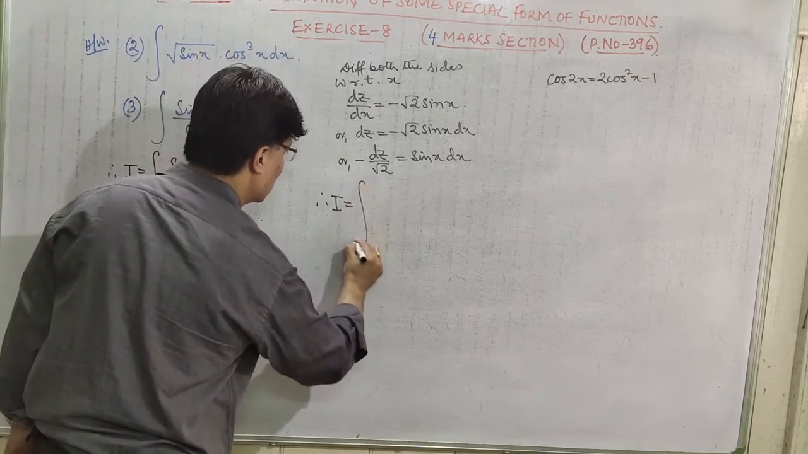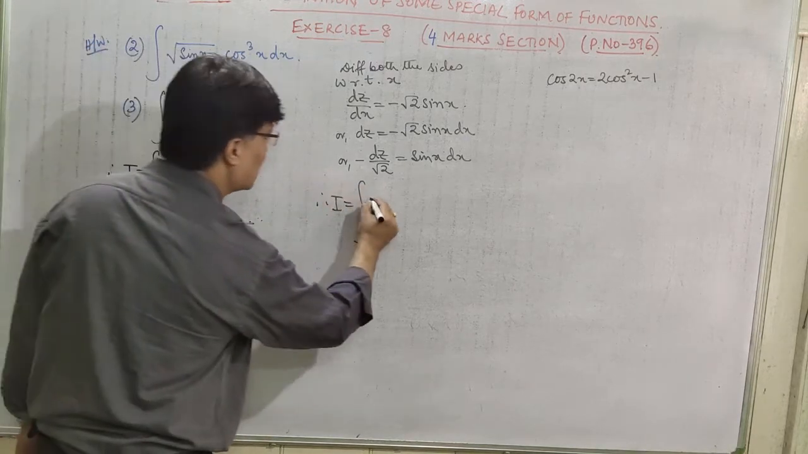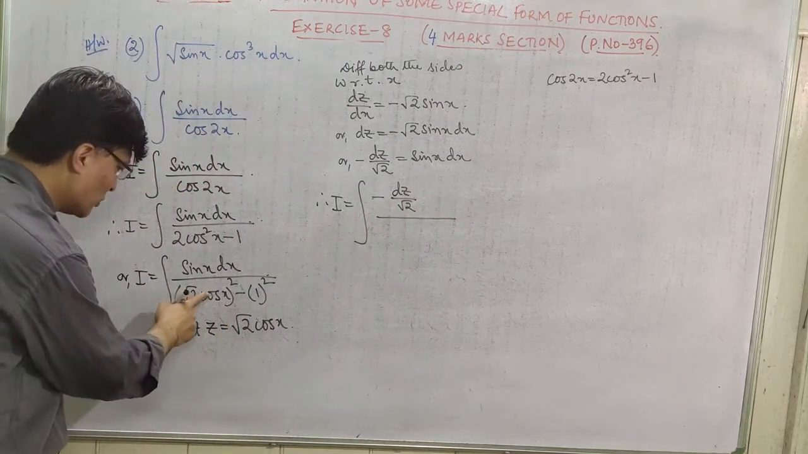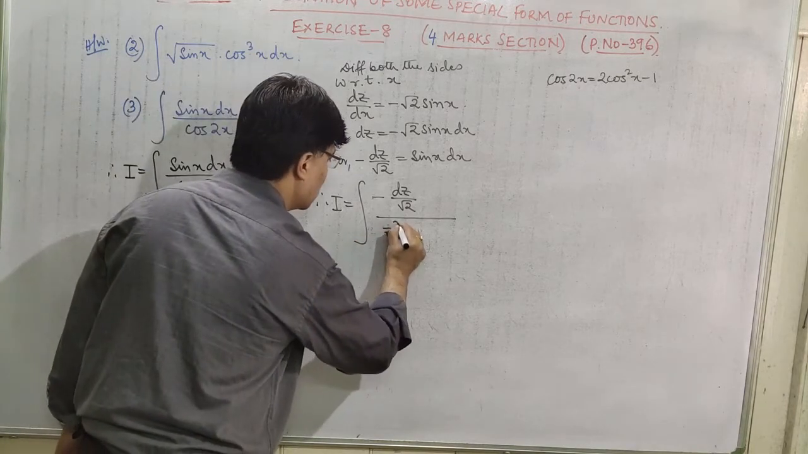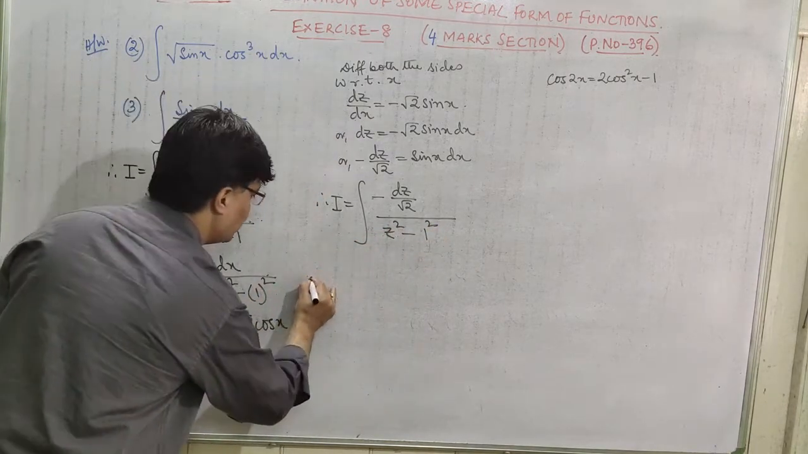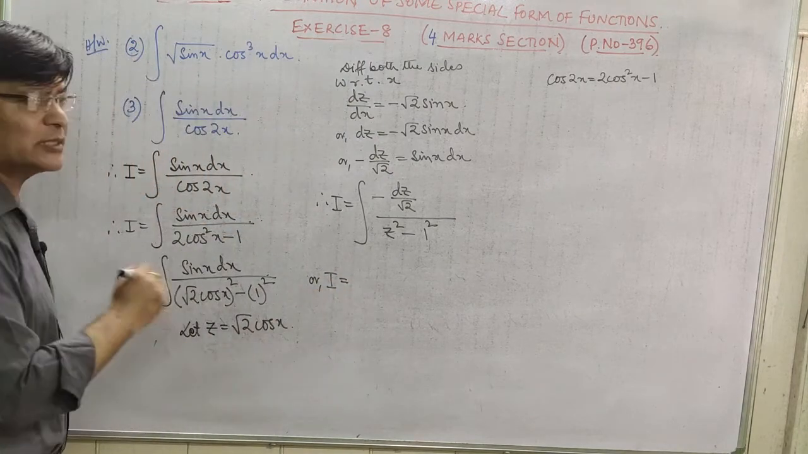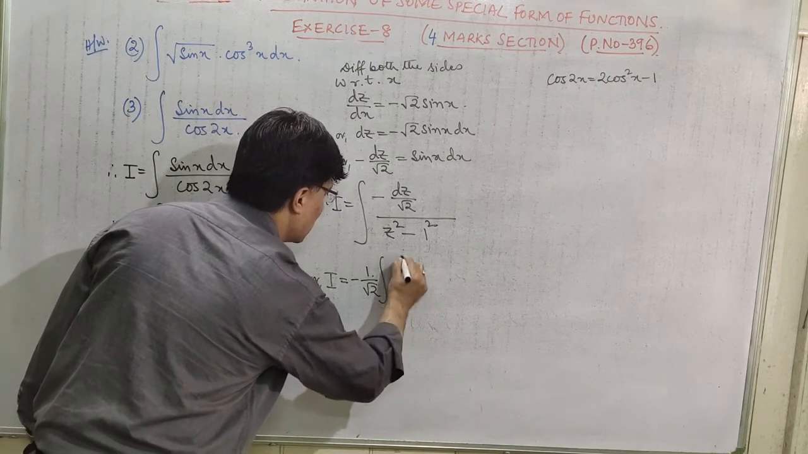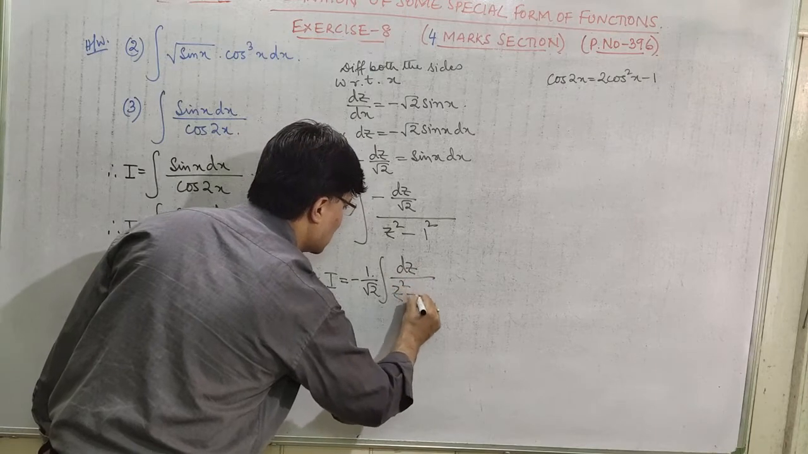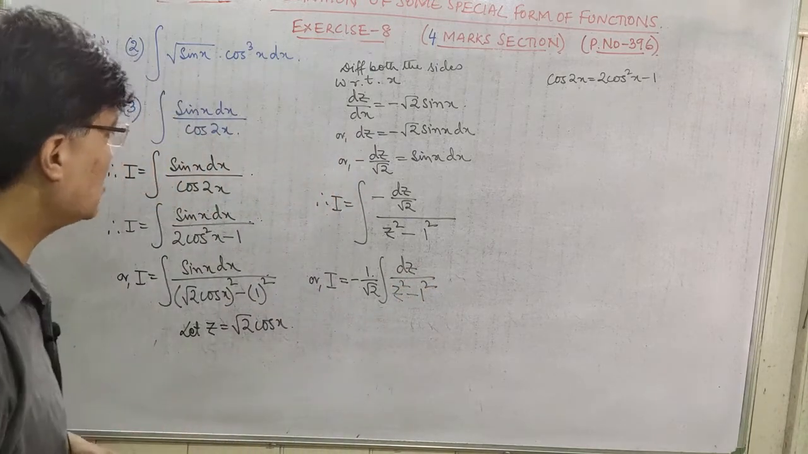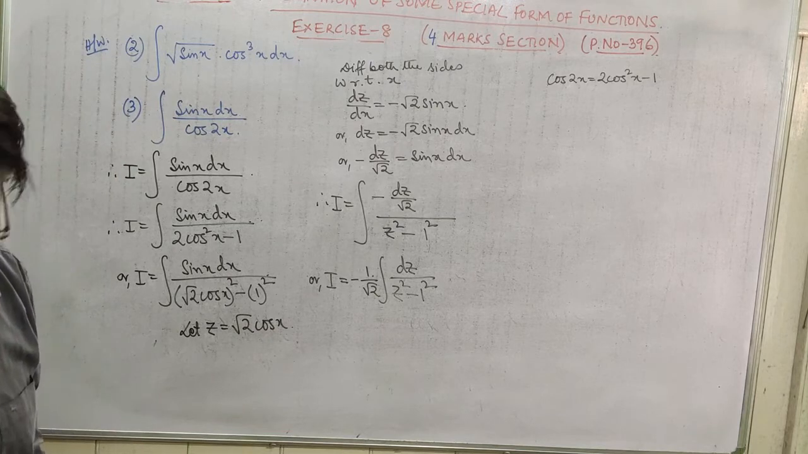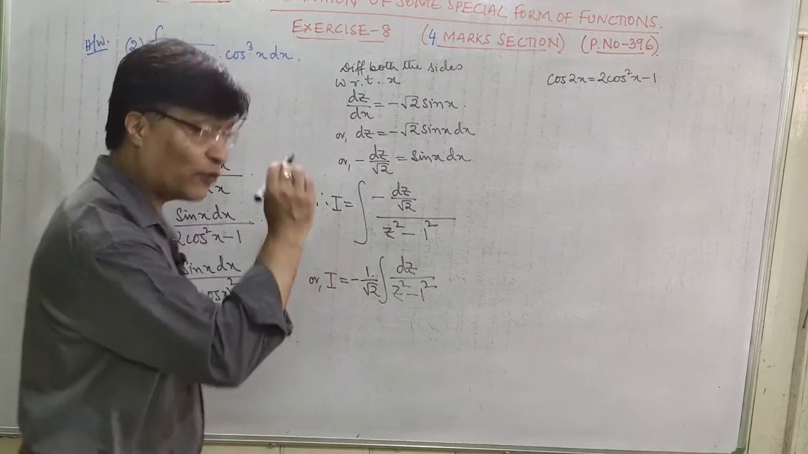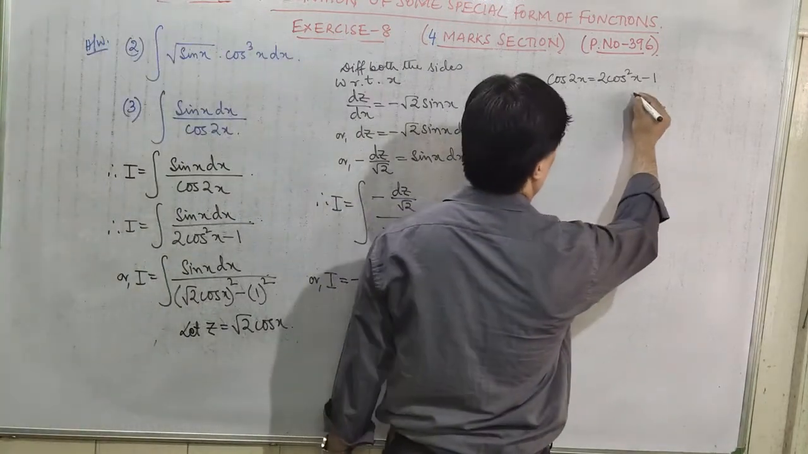So I is equal to integration of, what is sin x dx? It is minus dz by root 2, this whole divided by, what is root over 2 cos x? It is z, so z square minus 1 square. Or I is equal to, which constant is taken outside? This is minus 1 by root 2 integration of dz divided by z square minus 1 square. Now this is the standard form from method of substitution. Now we can use this formula.